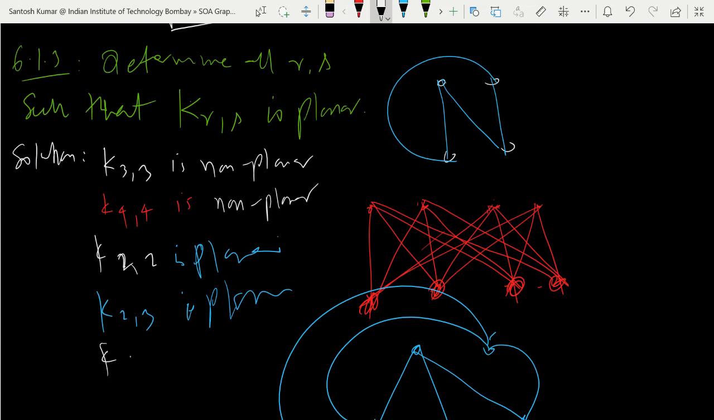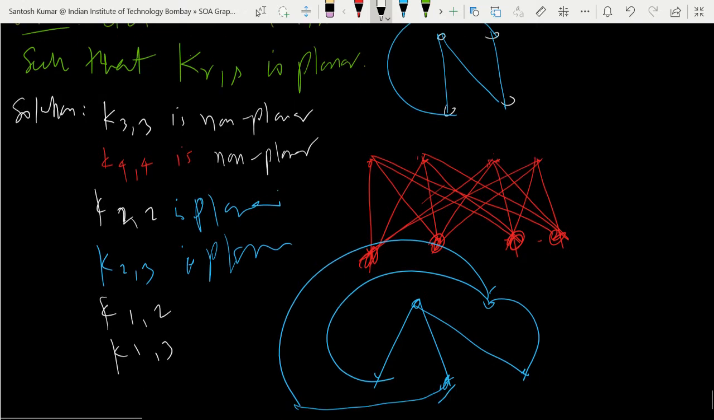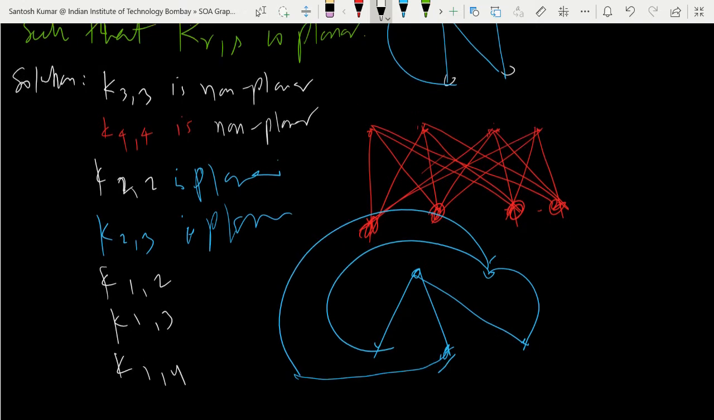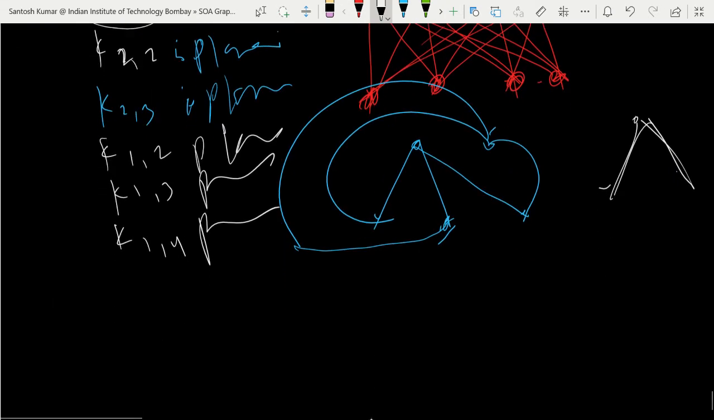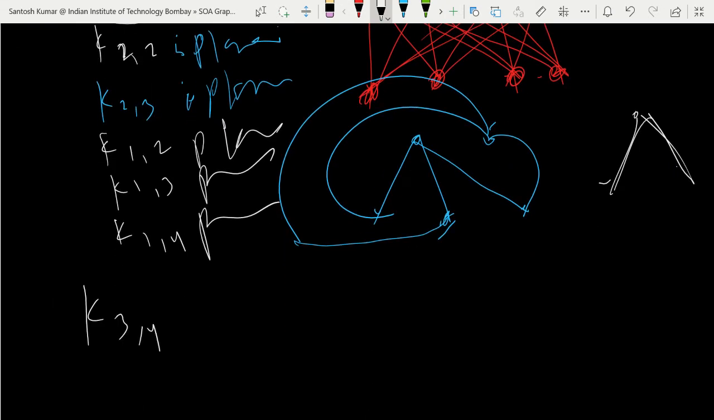Okay. What about K12? What about K13? What about K14? I'm looking for all possibilities. So all are planar. K12, you can simply join, so it is planar. K15, K16, all will be planar. So what can you decide? Why was K33 not planar? Why was K44 not planar? What about K34? Look at K34.